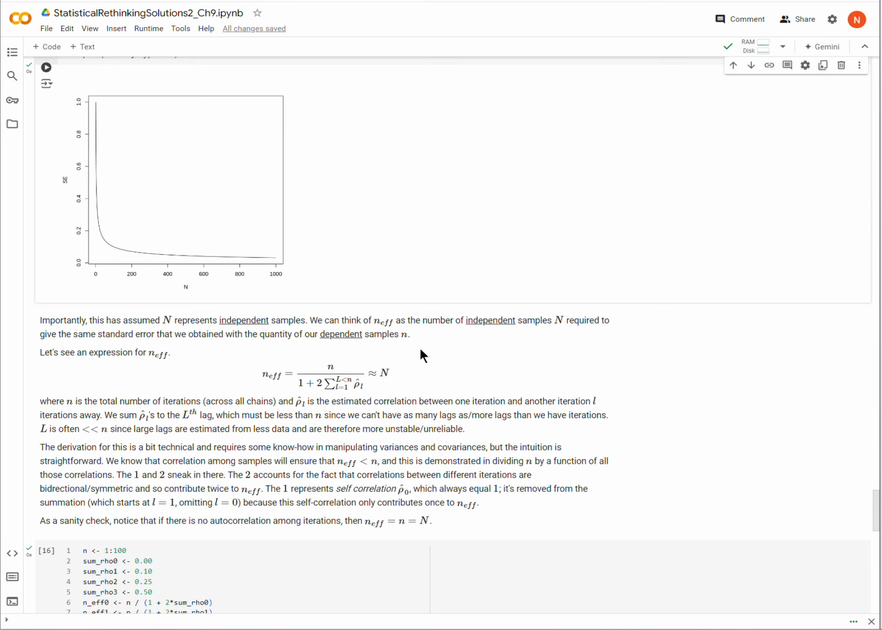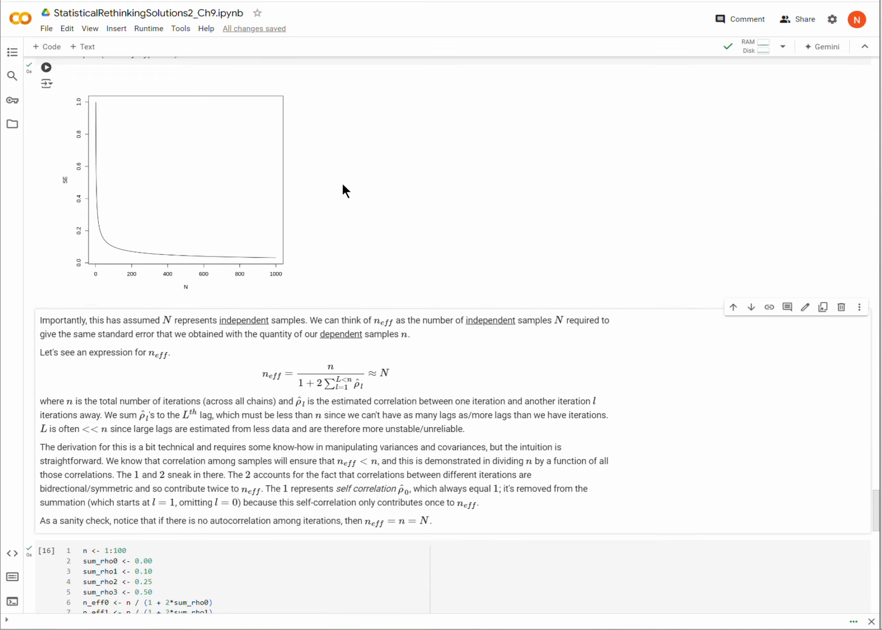So we can think of the number of effective samples as being an estimate of the number of independent samples we would need to get the standard error that we obtain with our dependent samples. Okay, so that's a mouthful, but it's written here in the Colab sheet, so hopefully I've said it clearly enough that you can parse that sentence for yourself and get comfortable with it.